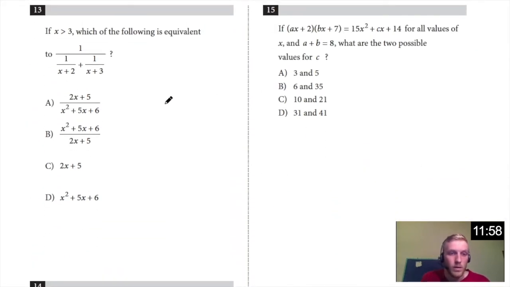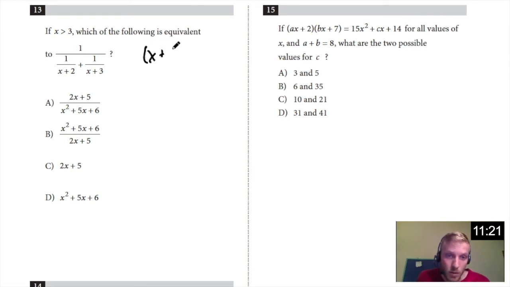Okay, let's move along. If x is greater than 3, which of the following is equivalent? So we have something a bit messy again. Let's see. So none of our answers have fractions in the denominator. So I think the first step to simplifying this is going to be to get rid of our fractions in the denominator. We can multiply both the numerator and the denominator by the same value without changing the value of the fraction. So to get rid of these terms, I'm going to multiply both the numerator and the denominator by x plus 2 and x plus 3.